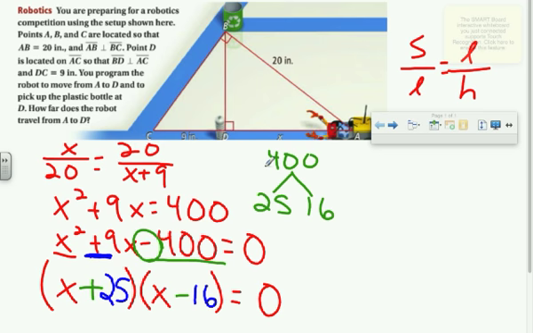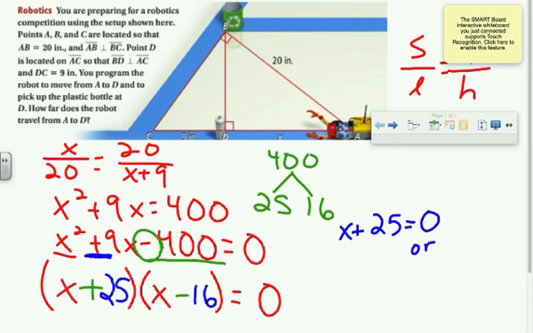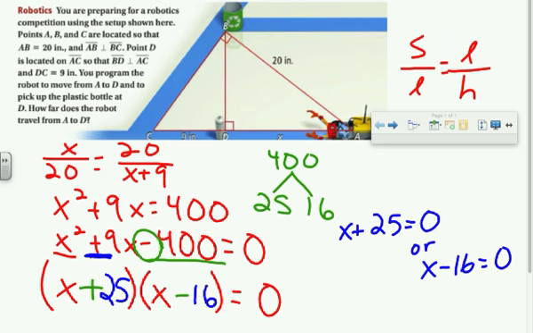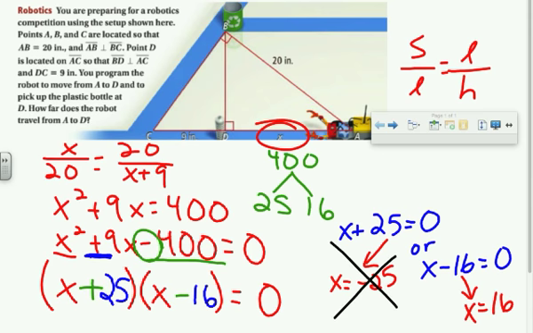My two equations are now x plus 25 equals 0, or x minus 16 equals 0. Now when I solve this equation, I get that x is negative 25. And when I solve this equation, I end up with x equals 16. But in the context of this problem, remember what x is. X is a segment. A segment cannot have negative length. So this value is no good to me.